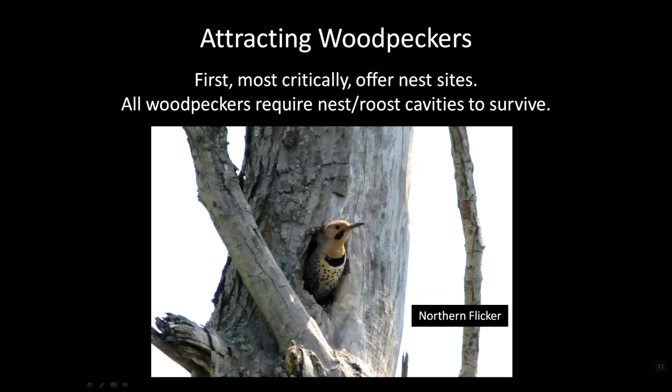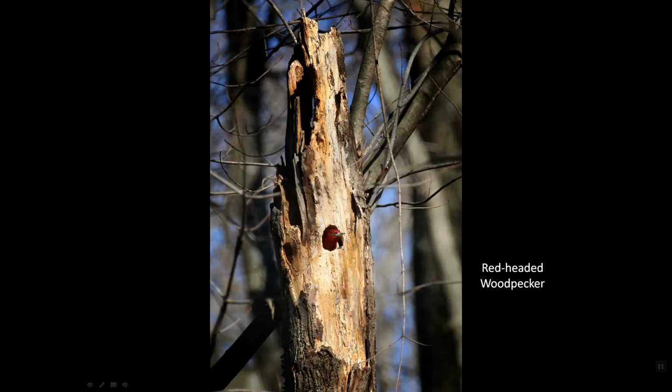As you already know, all woodpeckers require nest cavities to raise their families. If they can't find an appropriate tree to excavate their nest cavities, then they simply don't breed and their populations decline. You see this northern flicker coming out of his nest cavity, and you'll notice that it's just in a dead tree. And likewise with this red-headed woodpecker, a dead tree that has broken off, we call those snags, and it has excavated a nest there and is ready to breed.